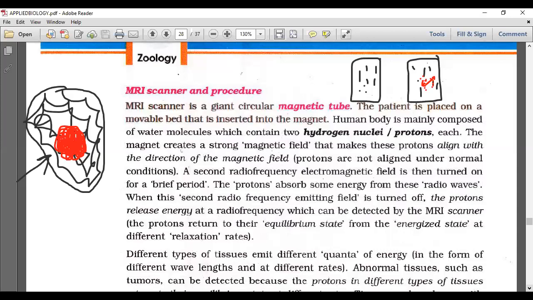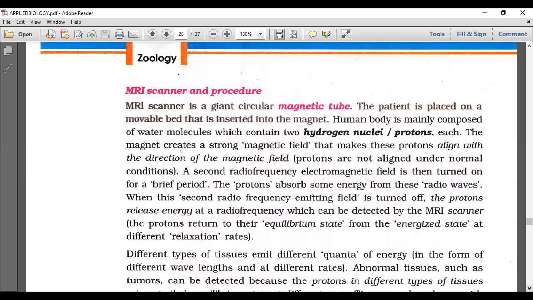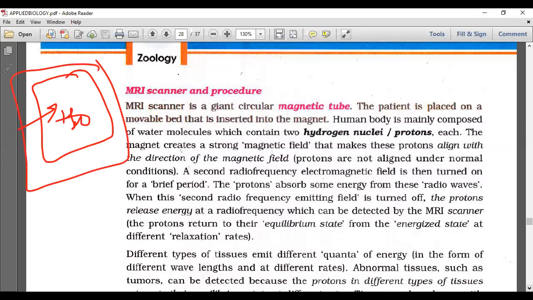So in case of MRI, what is the advantage here? Even a small tumor that develops can be detected, because we are checking at the cell level, isn't it? At the cell level, in the cytoplasm, the protons of the hydrogen atoms of the water. At that level we are checking. That's why we can see the health of each and every cell or tissue of the body. So that is an important thing here.